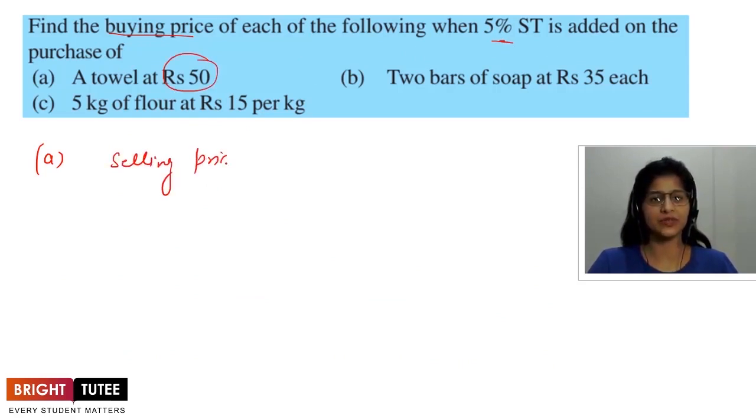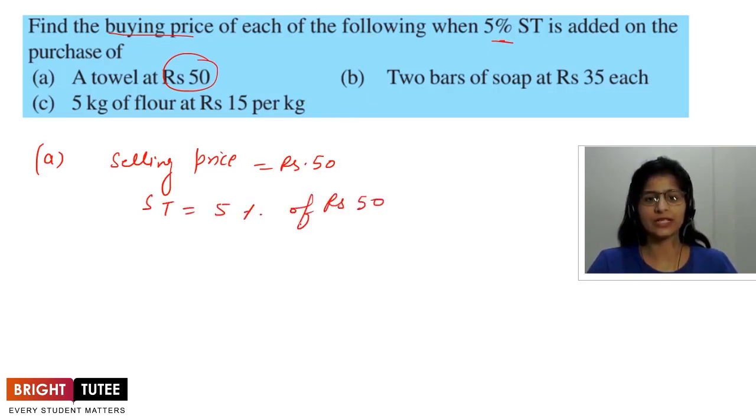The selling price is rupees 50. Okay, and what is the VAT on it, or I say the ST, sales tax on it? ST is 5%. So 5% of rupees 50 we will calculate. It will be 5 upon 100 into rupees 50. 50 2s are 100. 5 upon 2 is rupees 2.5. This is the sales tax that is added on rupees 50.